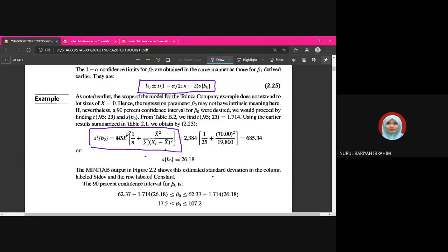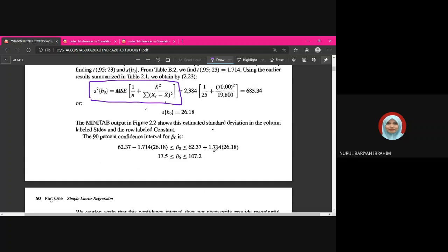Okay, it is MSE multiply 1 over sample size plus x bar square, the mean of x square, divide dengan x. Okay, kat sini x. Alright, so from the example given, the answer will be 685.34. Then square root the value, you akan dapat standard deviation for the intercept beta naught.